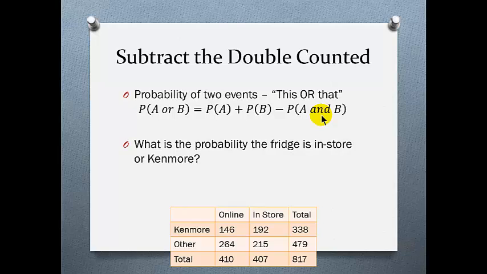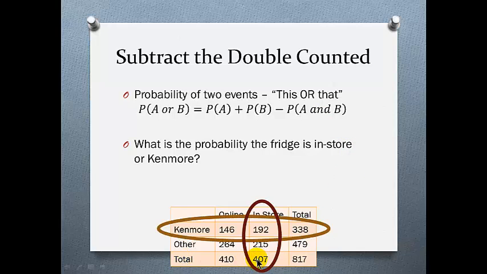So for example, if I wanted to know what's the probability the next fridge is purchased either in store or it's purchased as a Kenmore. Well, let's look at those on our data here at the bottom. In store is this first column. There are 407 in-store purchases total. Going down to the total. But we're also interested in Kenmores. Kenmores, there are 338 total Kenmores. And so we could add those together. 407 plus 338 is 745.